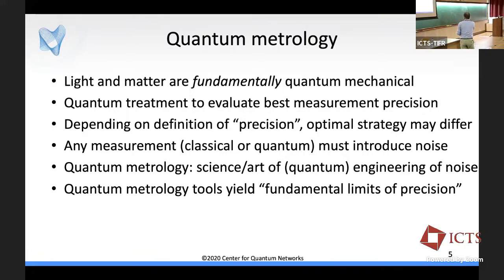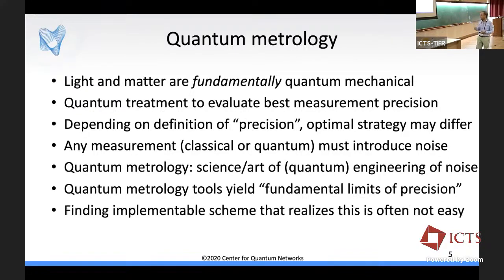So these quantum metrology tools give us the fundamental limits of precision, but as Carl also pointed out in his talk, oftentimes, even though these tools give you a hint at how you would design a scheme that will actually reach those limits, going from understanding the fundamental limits to finding that measurement strategy is often very difficult. And that itself is a science and art in its own right. And we will see some examples of those today.